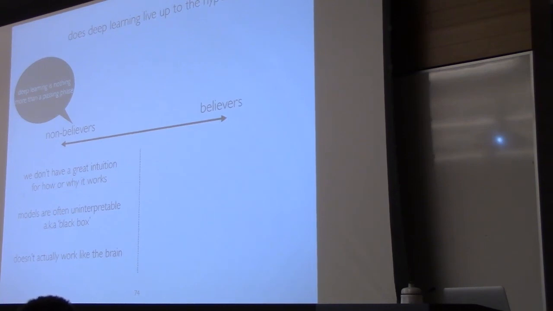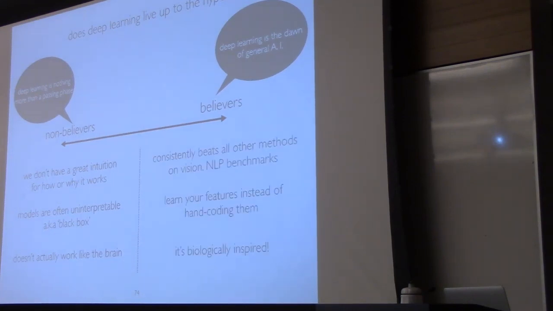There's some big differences. On the side of the believers, they're going to say things like, this is the dawn of general AI, and we're breaking benchmarks. How could you not believe in this approach? You're going to learn your features instead of hand-coding them. Doesn't that sound great? And it's biologically inspired.